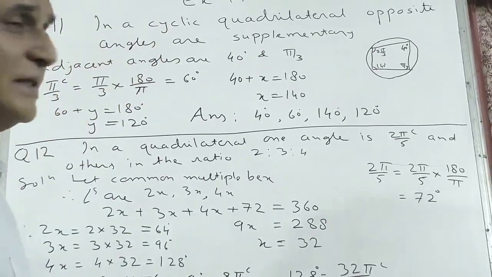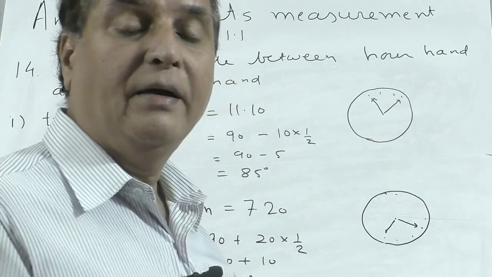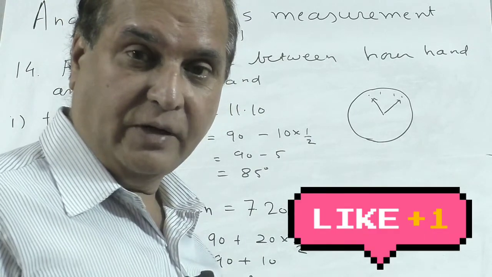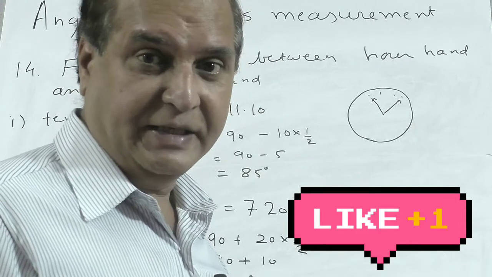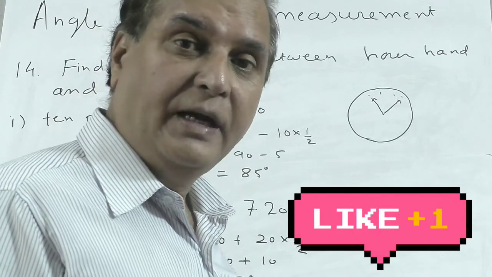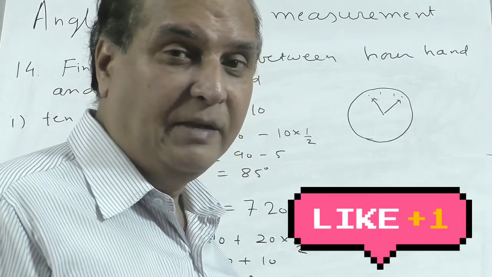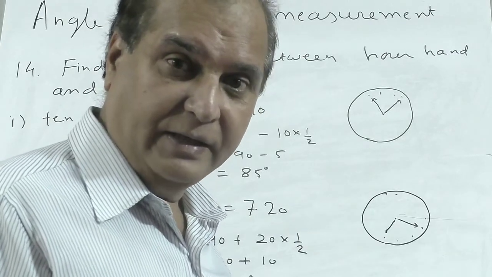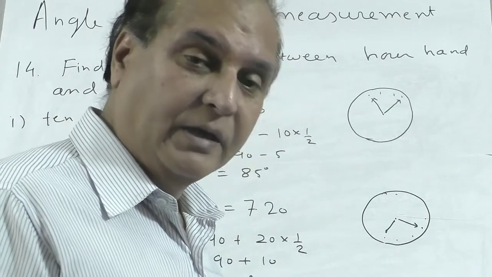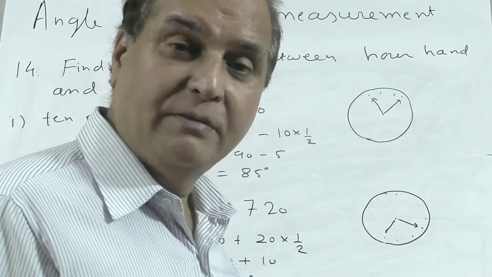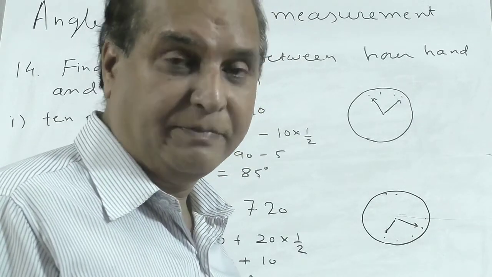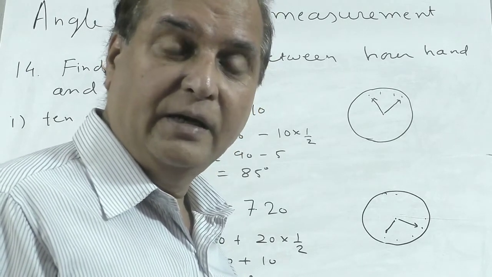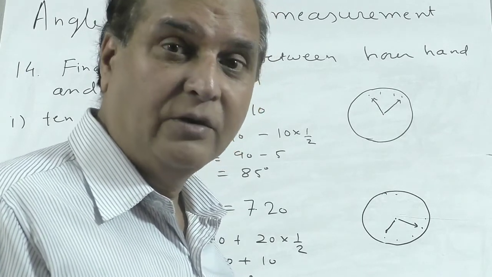Last sum of exercise 1.1. Okay. I already explained to you the minute hand: for every minute it moves 6 degree. And the hour hand moves half a degree every minute. If the hour hand is approaching the minute hand, you have to subtract from the main angle. And if they are going away, you have to add.